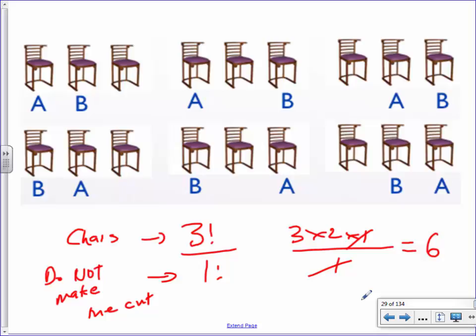But what if there's 100 chairs and 80 of them need to get used? Well, if there's 100 chairs, 80 of them get used, that means 20 of them don't get used. So it's 100 over 20.